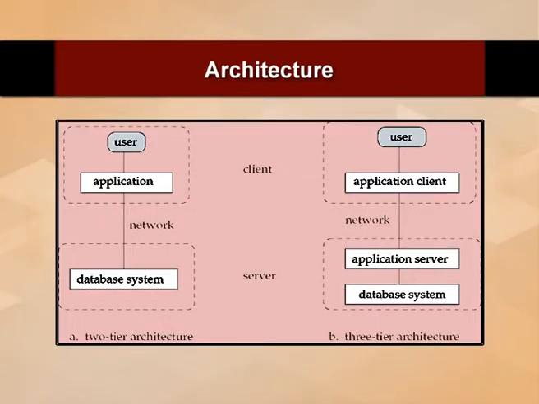So, before concluding this session, let us have a recap. In this session we saw the components of a database structure, the storage manager and the query processor. And then we saw 2 types of architectures, one is the 2-tier architecture and then the 3-tier architecture.